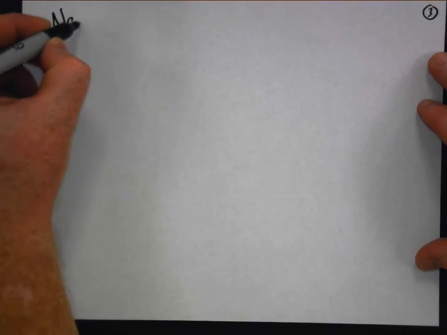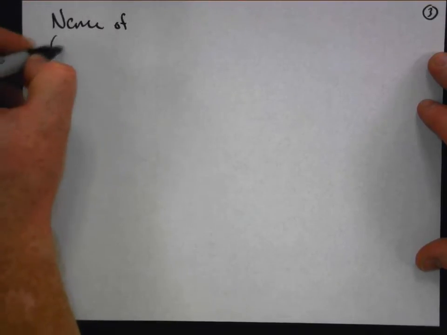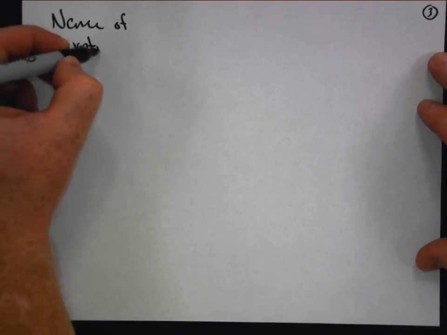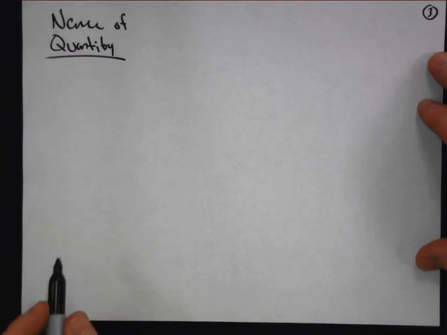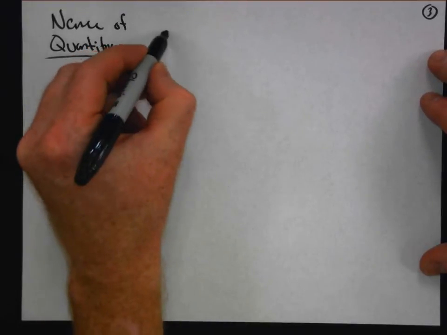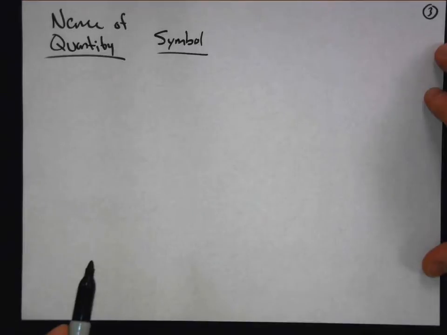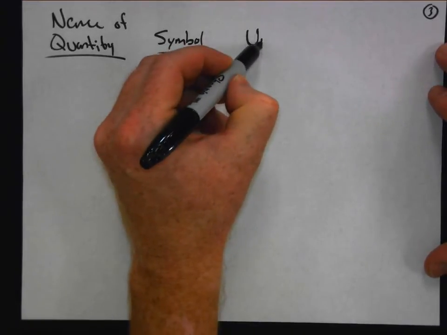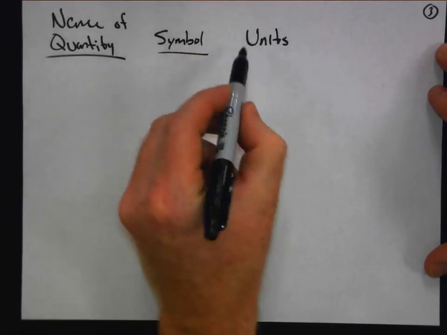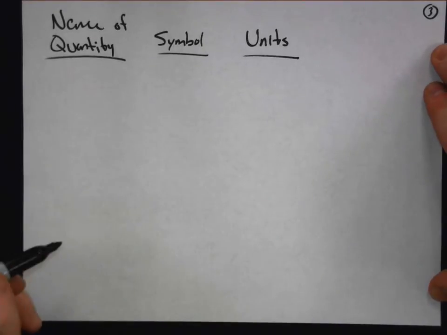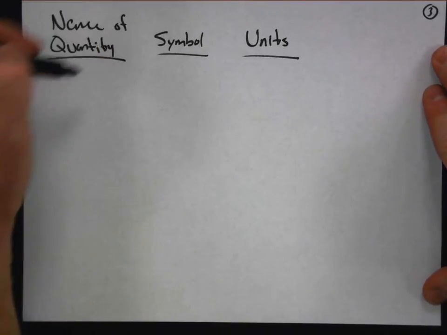Let's take a look. So we're going to have the name of the quantity. We're going to have the symbol of the quantity. We're going to have the units of that quantity. So we'll do it like this. Make a little chart so this is a little easier to remember.